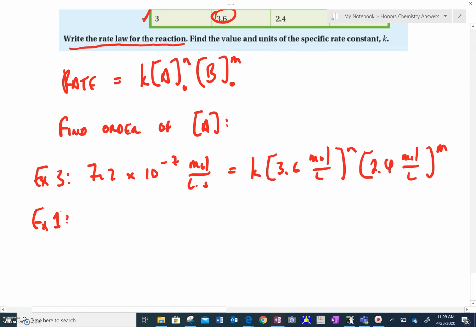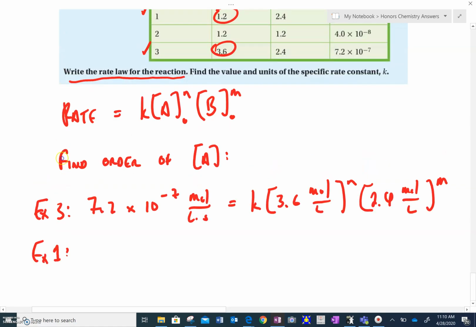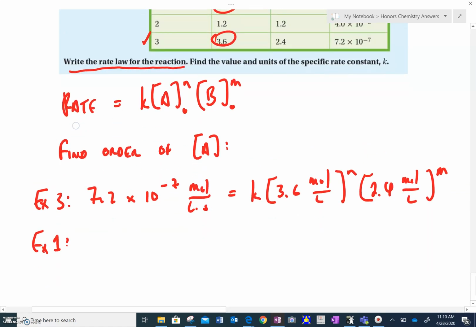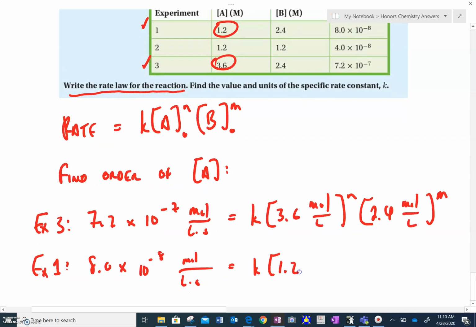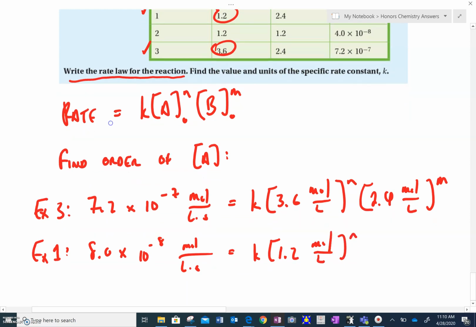As we've deduced, 3 and 1 are the only experiments that change the concentration of A and not B. Well, in experiment 1, we have a rate of 8 times 10 to the negative 8 moles per liter per second. This is equal to some rate constant we don't know. And the concentration of A in experiment 1 initially is 1.2 moles per liter, raised to some exponent we don't know. And B is 2.4 moles per liter, raised to some exponent we don't know.